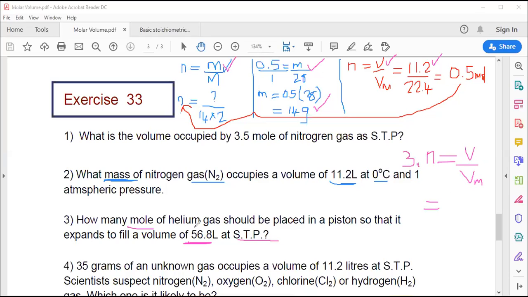Our volume, liters, is the same as cubic decimeter, so we don't need to convert, so it's going to be 56 divided by the molar volume, which is 22,4. What's your answer? 2,54. So your answer becomes 2,54 moles.